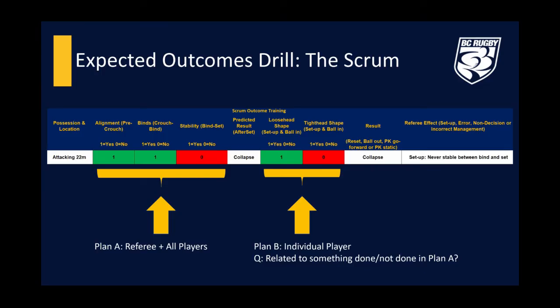My challenge to anyone trying this drill at home who has a red in the plan B or individual player columns and all greens in the plan A or alignment, binding, and stability columns is to reassess how well plan A was actually done, because if we get individual player actions wrong and start making technical decisions, we risk impacting the scrums negatively and the entire game.